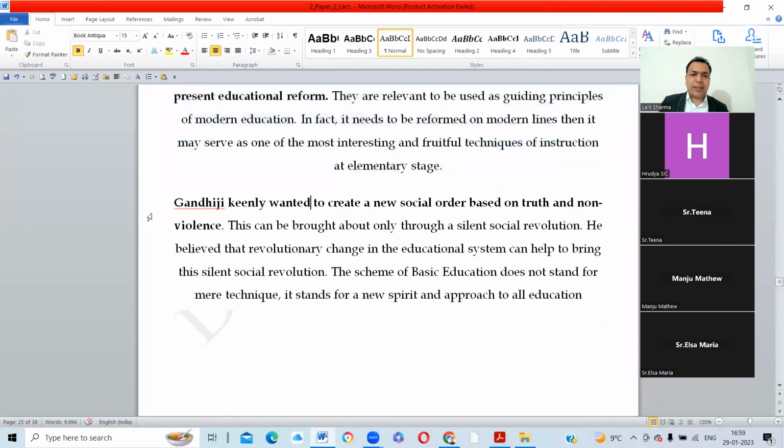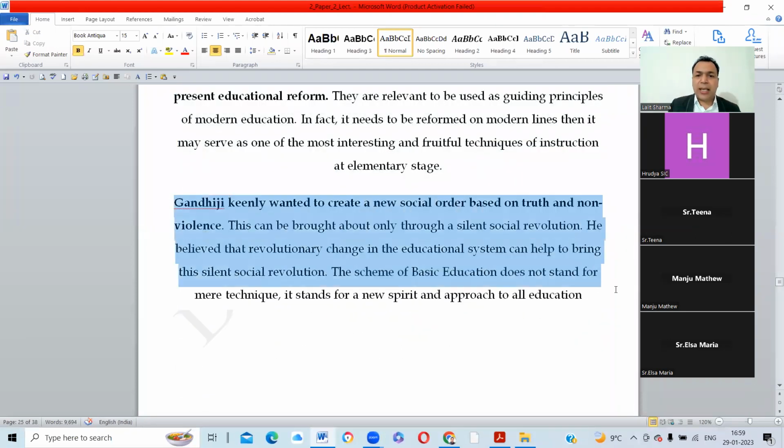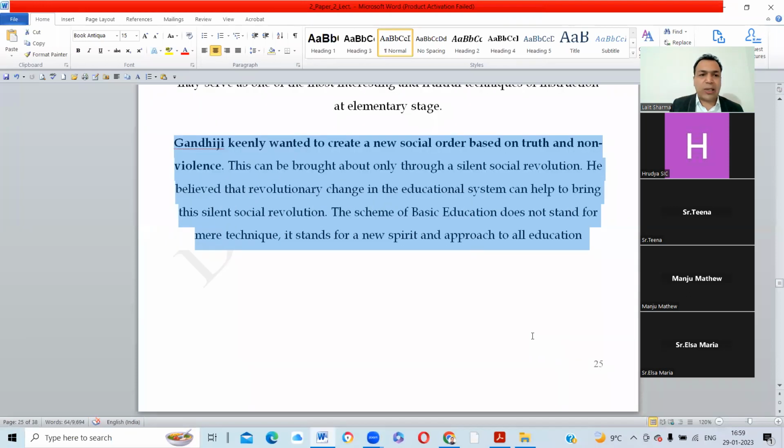Gandhiji keenly wanted to create a new social order based on truth and non-violence. This can be brought about only through a silent social revolution. He believed that revolutionary change in the educational system can help to bring about the silent social revolution. The scheme of basic education or the Wardha education does not stand for a mere technique. It stands for a new spirit and approach to all education.